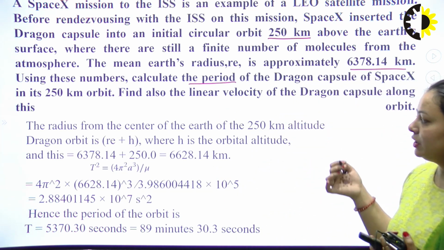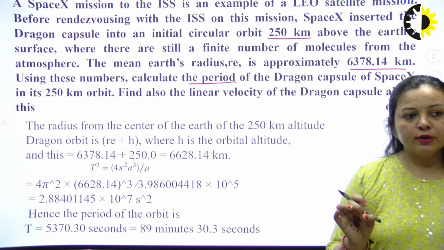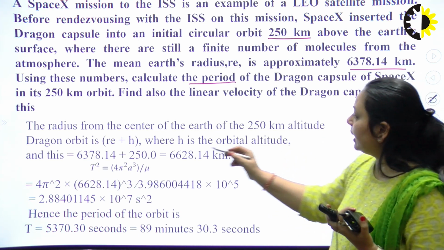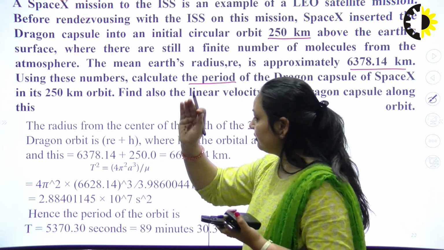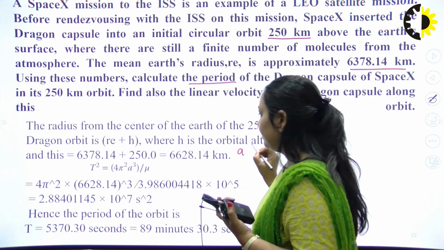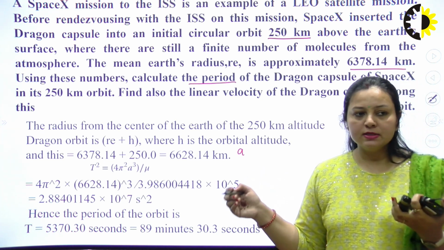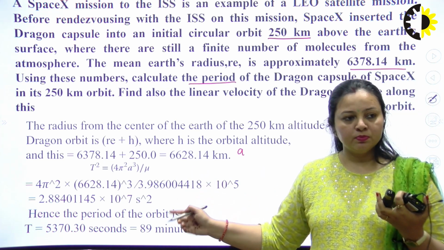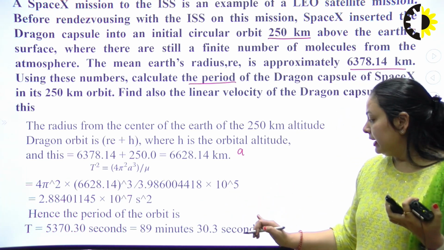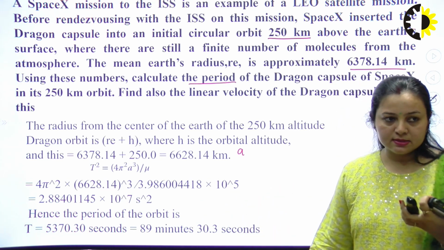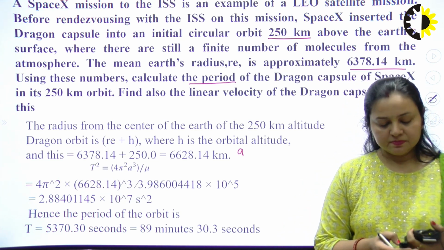So first thing is the radius of Earth. We know the height from the surface of Earth. So you need to calculate a. So a will be Re plus h. This is the radius of Earth. This is the height above the surface of Earth. So we calculate this a. Now the time period, again we can calculate using Kepler's third law. T squared equals 4 pi squared a cubed by mu. So we have calculated the time period using this formula, which comes out to be 89 minutes 30.3 seconds. And it is always better to convert the time into hours, minutes and seconds.